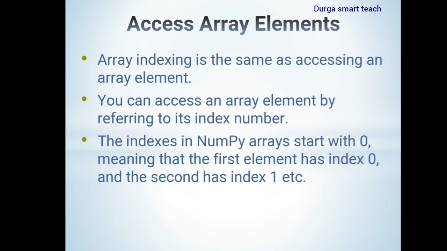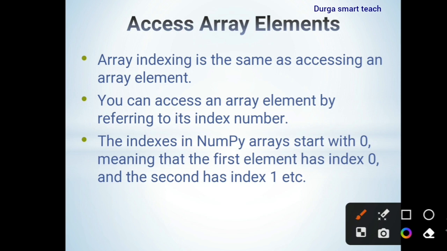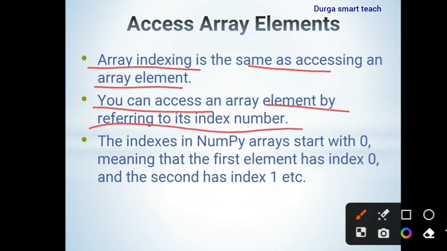If you want to access the elements of an array, every array element contains a unique index value. NumPy supports positive index values as well as negative index values. We all know index value starts from 0. Array indexing is the same as accessing an array element. You can access an array element by referring to its index number.